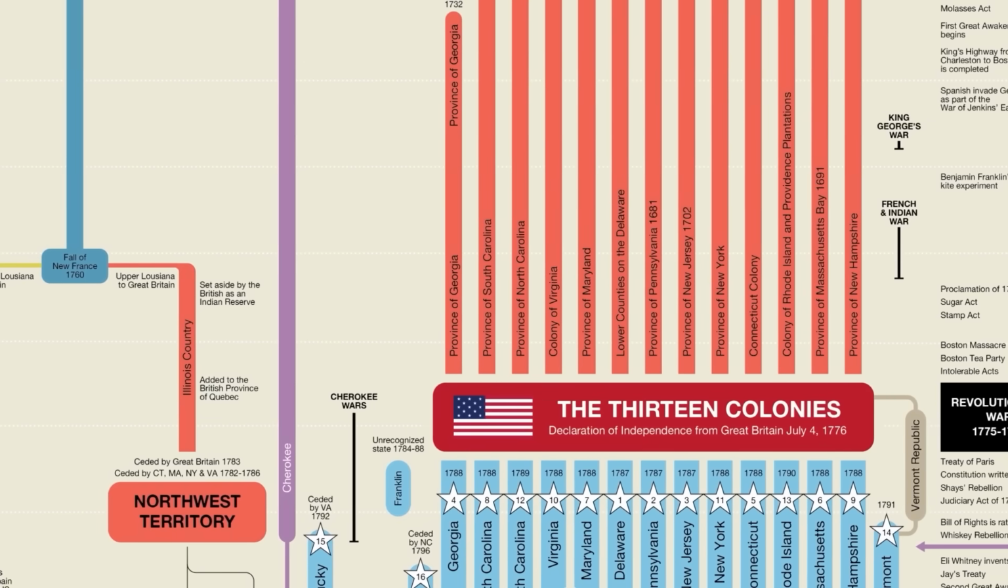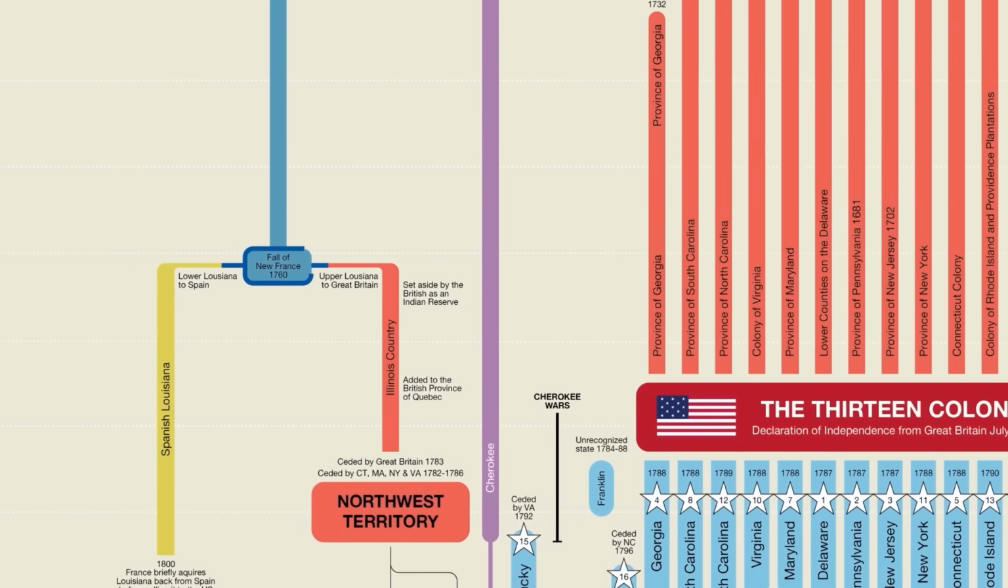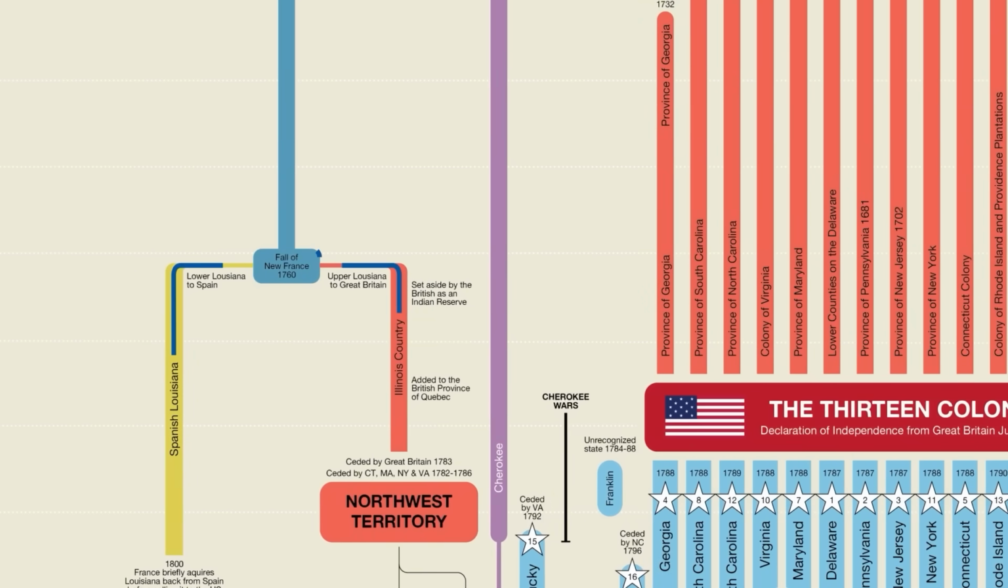It saw the entirety of New France falling to the British, with most of Louisiana going to Spain and Illinois country going to Great Britain. Initially, Illinois country was set aside as an Indian reserve, but then later it was added to the province of Quebec, although Massachusetts, New York, Connecticut, and Virginia all had claims there as well.